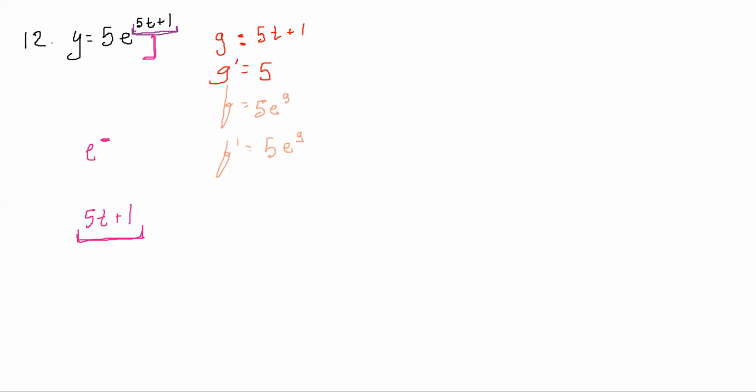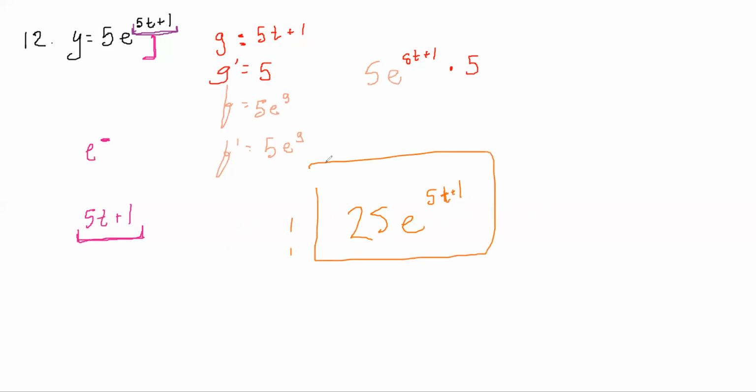So that being said, this is going to turn out to be 5, that's wrong. I don't know why I did that. 5e to the 5t plus 1 times 5, or 25e to the 5t plus 1. Does that make sense? Awesome.